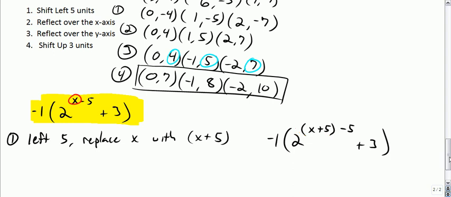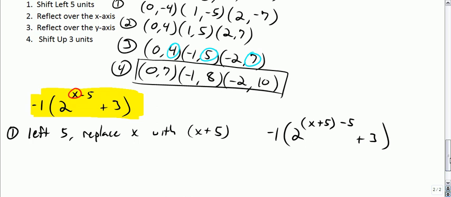Okay, and I can simplify that a little. You notice if you simplified this, that would simplify to just x. So there's nothing wrong with simplifying when you get a chance to. So that equals negative 1 times 2 to the x plus 3. So then I'm going to reflect over the x-axis.